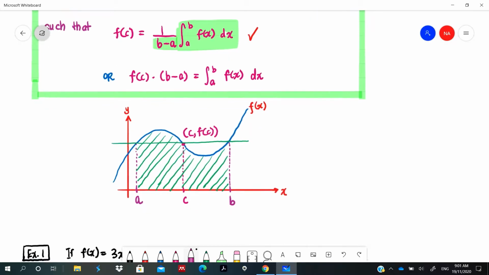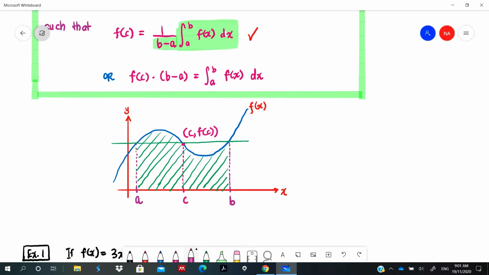For example, suppose we have this area. If I move this part here, it will be quite similar. Then if we have the area given by this section here and we divide that area by b minus a, we get a number which is here. That number is actually f(c). So that's the meaning of the mean value theorem for integration.